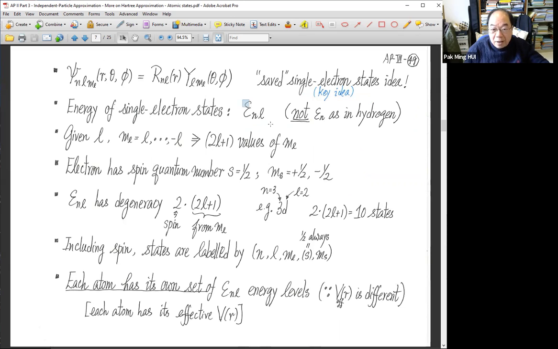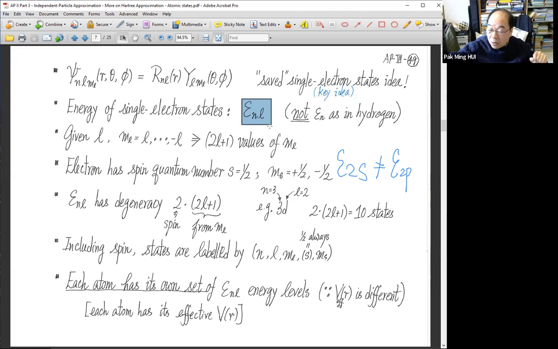that the single electron state's energy should depend on two indices, n and l. What it means is that the 2s energy will not be equal to 2p, and that is a fact for atoms. It is true, okay? So now we have a coherent story.